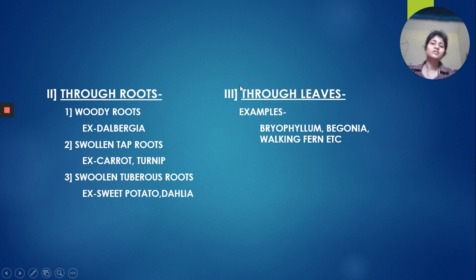Just like the roots, some of the leaves also have the capacity to grow new plants like bryophyllum, which we have studied in the junior class. That means in such plants, the leaf notches have some buds which will lead to a new plant whenever it comes in contact with the soil. So bryophyllum, begonia, and one interesting example here is walking fern.